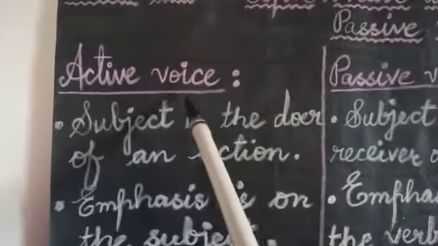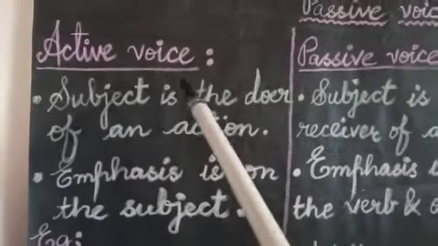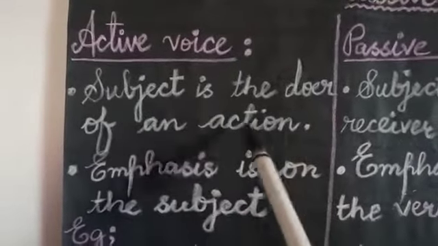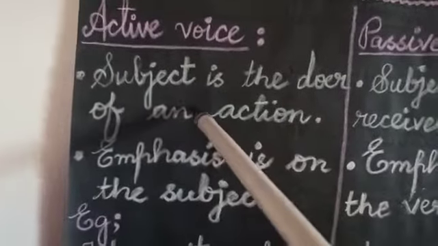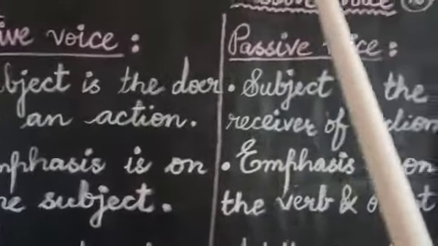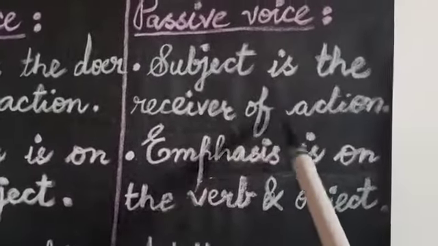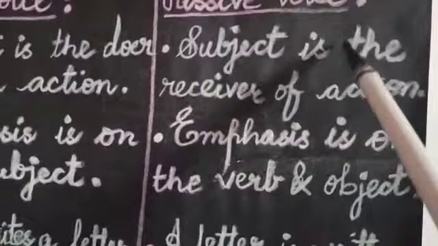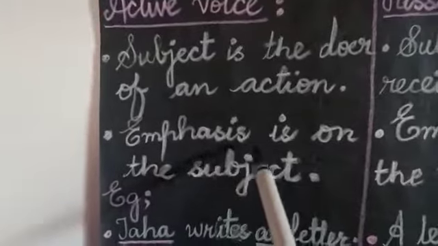My dear students, first you should know what is active voice and what is passive voice. A sentence is said to be in the active voice when the subject is the doer of an action. It means when the subject performs the action, when the subject does the action, at that time we say that the sentence is in active voice. And passive voice is when the subject is the receiver of the action. It means the subject is not performing the action, he is not doing the action, instead he is receiving the action.